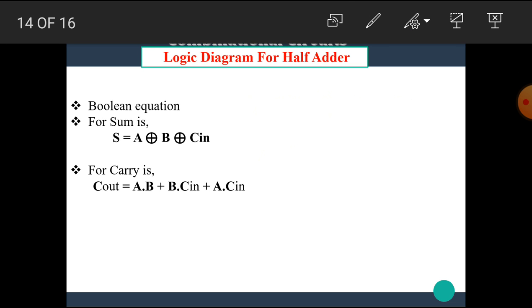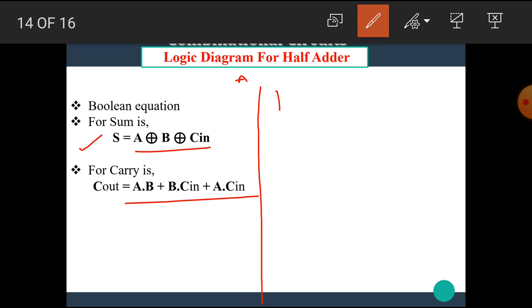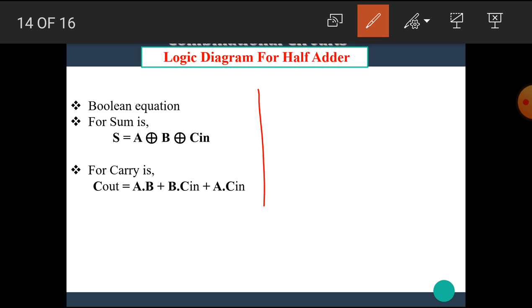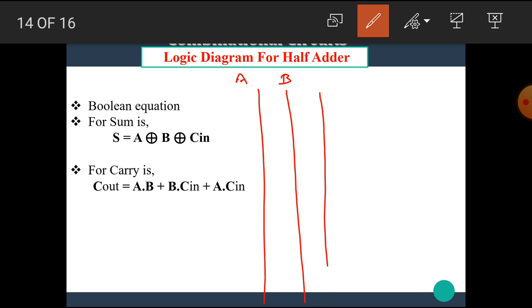Now we can draw the logic diagram for the same. We have the equation for the sum as A XOR B XOR C in, and for C out as A into B plus B into C in plus A into C in. First of all we have to draw A XOR with B. This is the line A, this is the line B, and this is the line C.